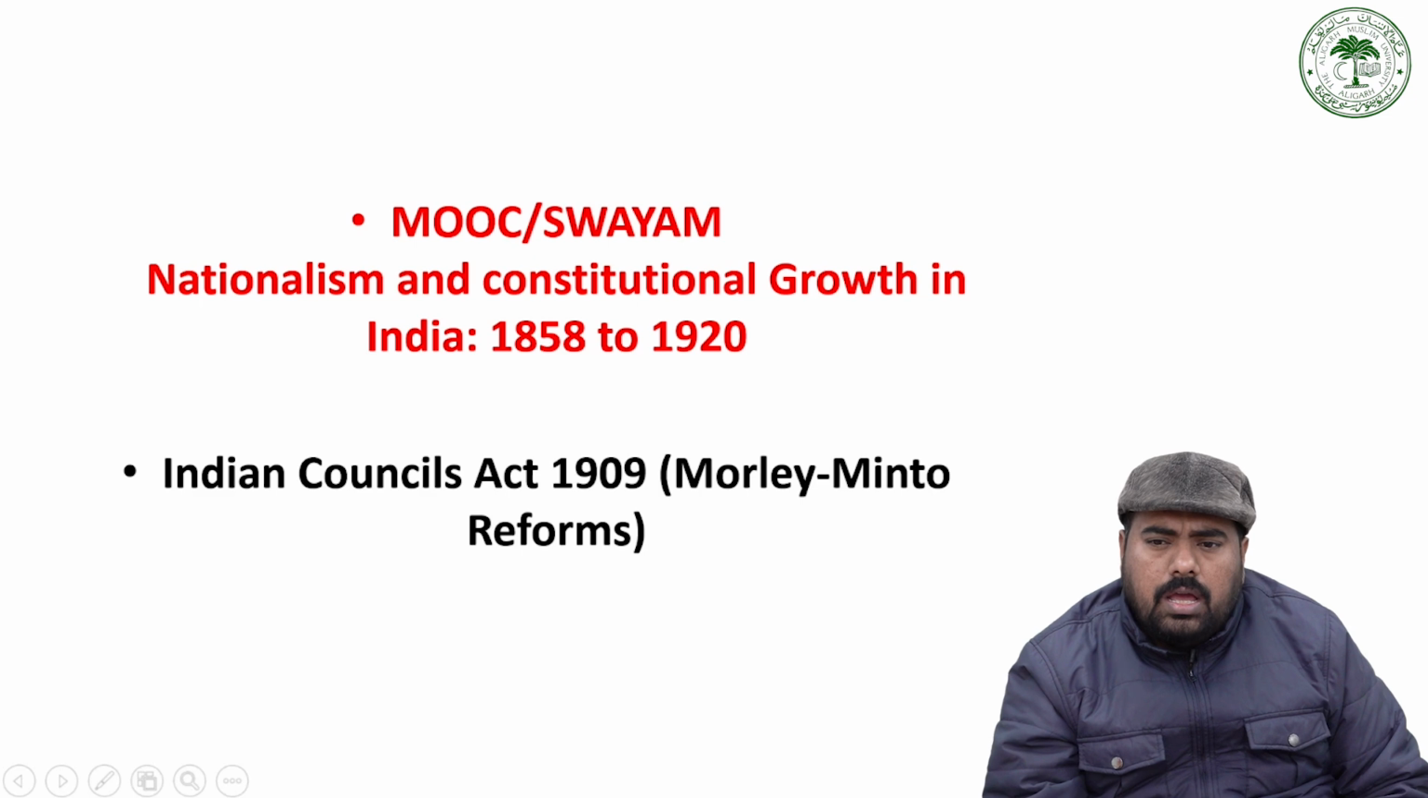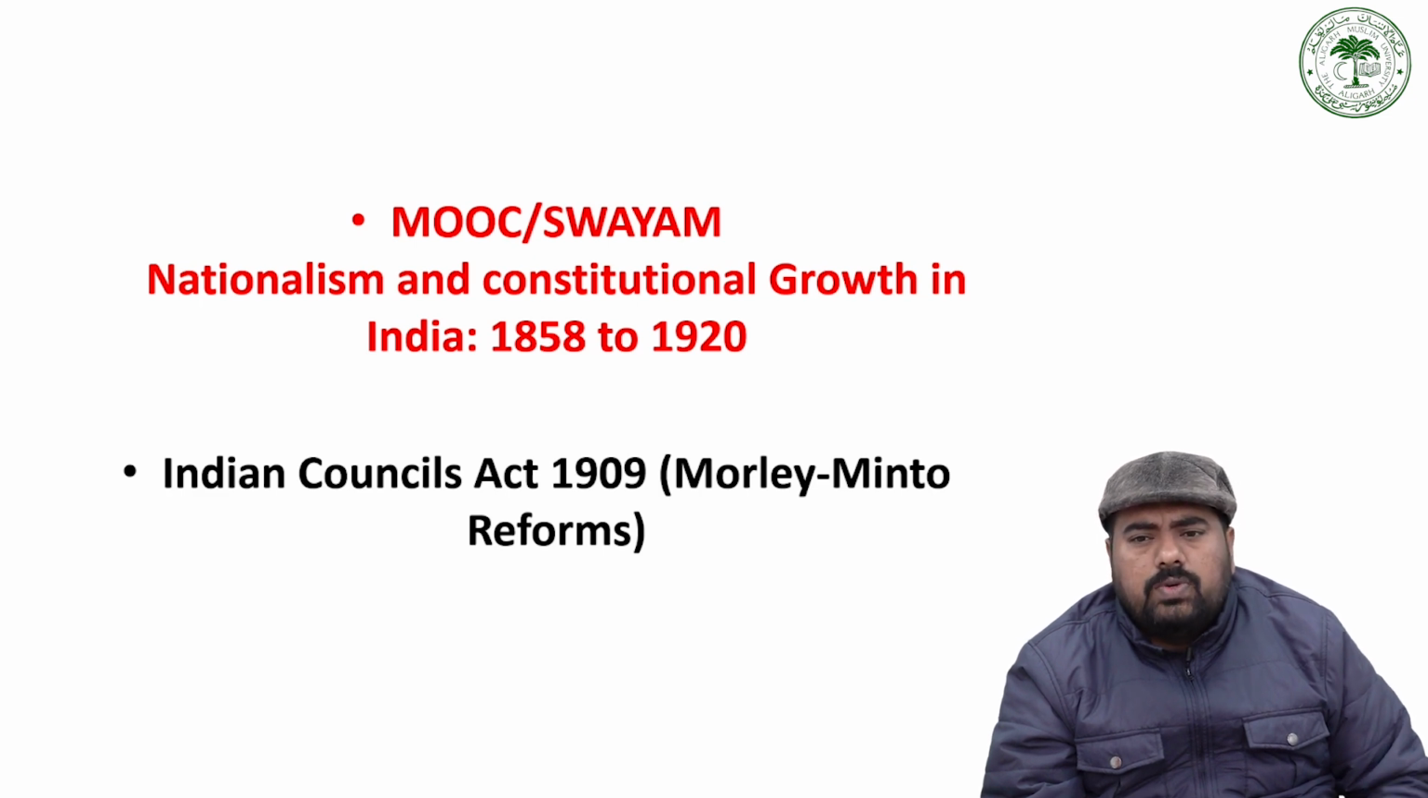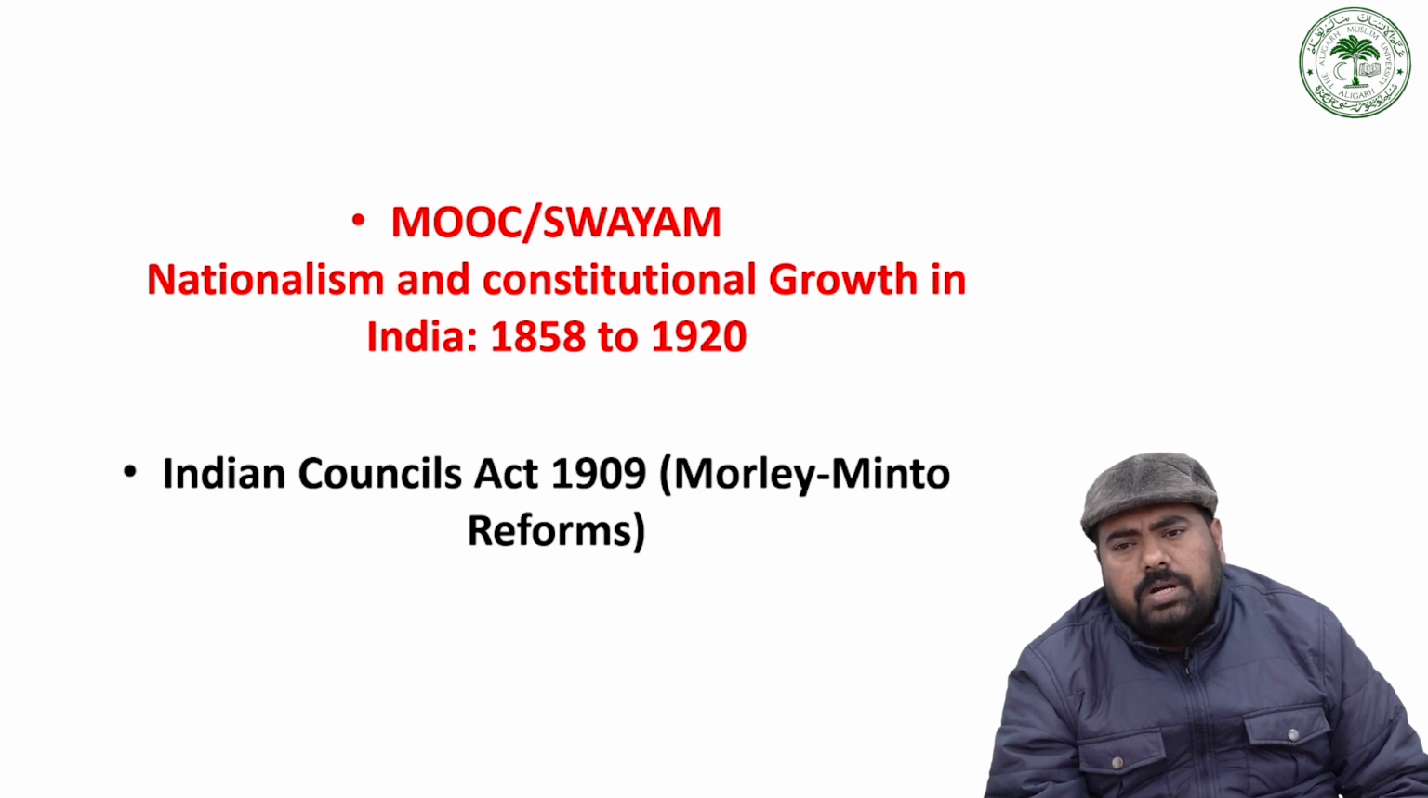Lord Curzon had carried out the partition of Bengal in 1905. This led to a massive uprising in Bengal, which we were discussing in the last lecture. Following this, the British authorities understood the need for some reforms in the governance of Indians. The Indian National Congress was also agitating for more reforms and self-governance of Indians.